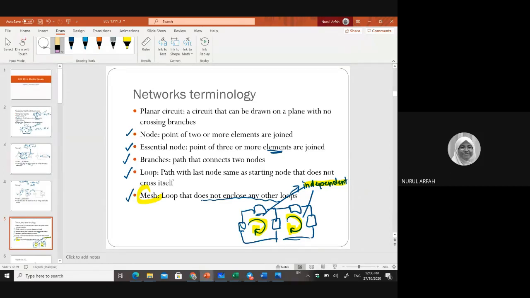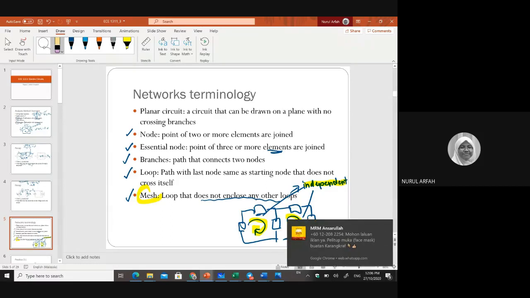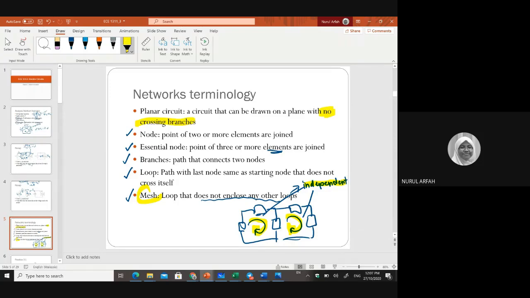But what about the first one, planar? Planar is when you have a circuit that does not cross any other branches, meaning it is straightforward. Is this a planar or not? The circuit down here.